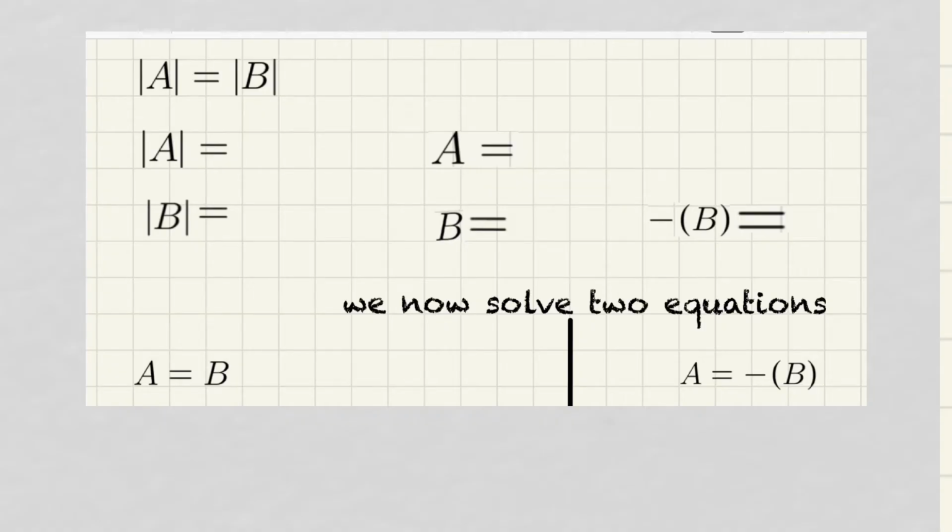Whatever B is, you're still going to drop the absolute value bars and just distribute this negative in. So you have two types of equations, A equals B and A equals negative B. Remember this negative just distributes in.